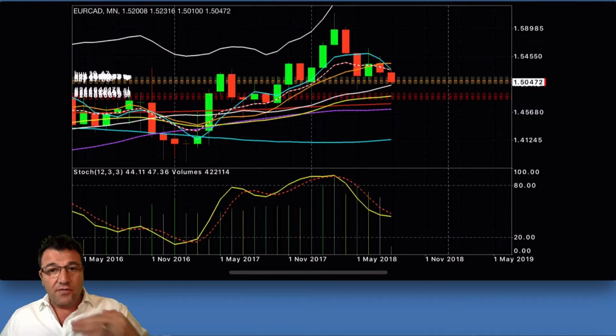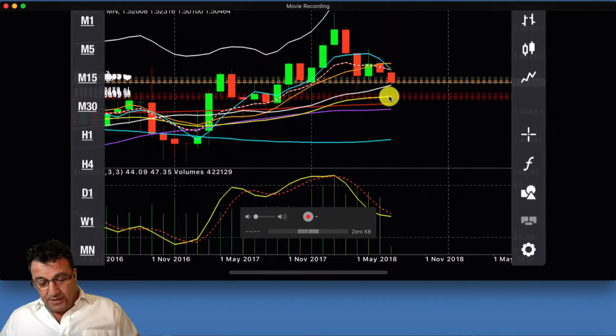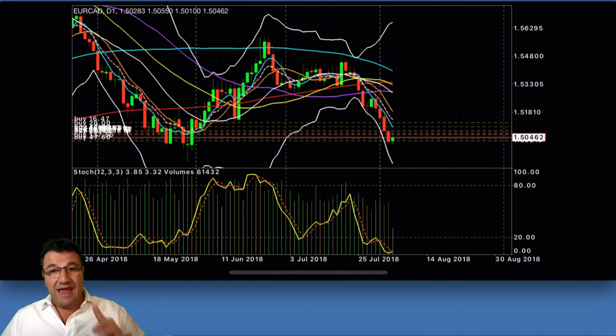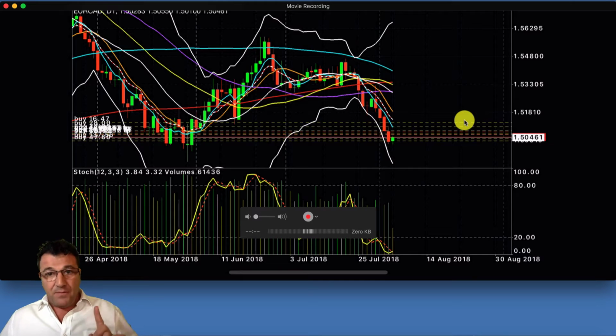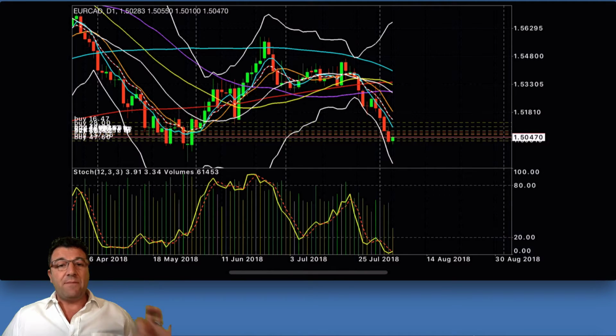Okay, if it hasn't gone through that line, it will not go to the yellow line. Okay, so let's look at the day chart and see what's happening with it. We haven't got any evidence of anything happening with the moving averages, but we can look at previous history of what's happened with this currency.